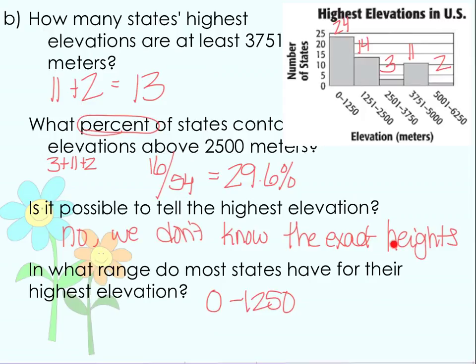Is it possible to tell the highest elevation? Hopefully you all are like, nope, can't do that because we don't know the exact height. We know 2 states fall in this height here, but again, have no idea what their exact heights are. And last but not least, what range do most states have for their highest elevation? Again, looking for the bar that has the highest, and it falls in this range here. So you're listing this interval of 0 to 1250.